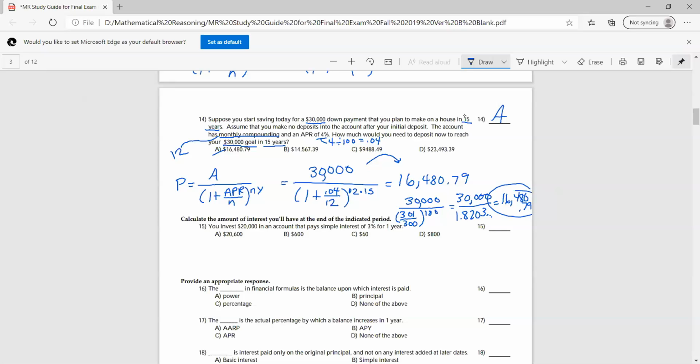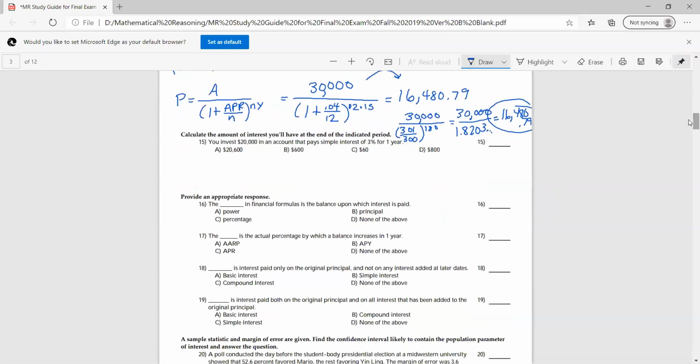So once again, before you take your final, please practice these and make sure that you're able to type these in the calculator to get the right answer. You don't want to wait until you're taking your final to do that.